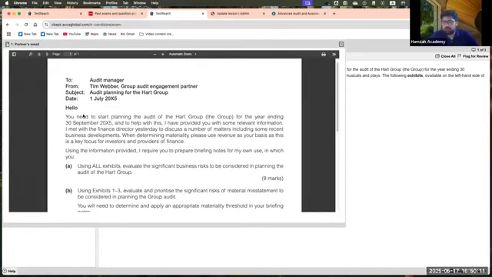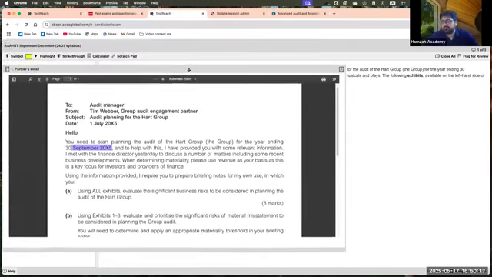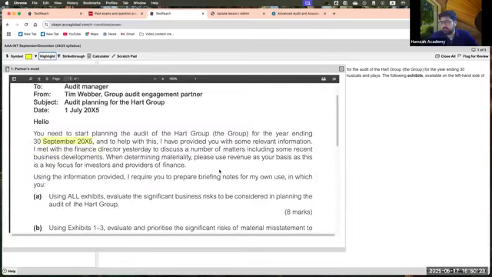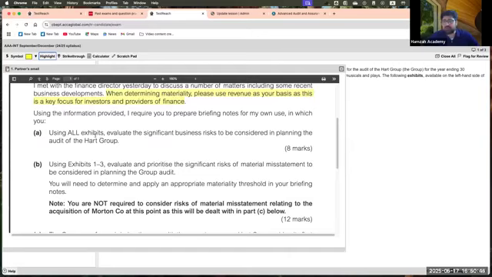You need to start planning the audit of the Hart Group for the year ending 30th September 20x5. And to help with this, I have provided you with some relevant information. I met with the finance director yesterday to discuss a number of matters including some recent business developments. When determining materiality, please use revenue. What is the benchmark? 0.1%, 0.5% to 1%. Okay, the first requirement: using all exhibits, evaluate the significant business risks to be considered in planning the audit of Hart Group.